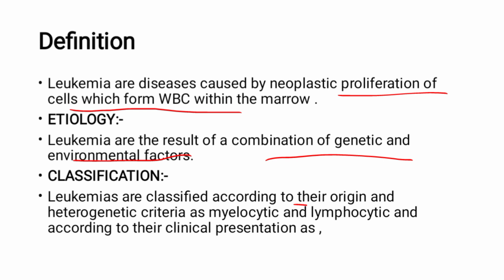Leukemia is classified according to their origin, heterogenetic criteria, myelocytic and lymphocytic, and according to their clinical presentation. Heterogenetic criteria means myelocytic, those immature cells that develop into the red blood cells or other cells, but lymphocytic cells are like B lymphocytes and T lymphocytes actually. So their classification is based on three types.